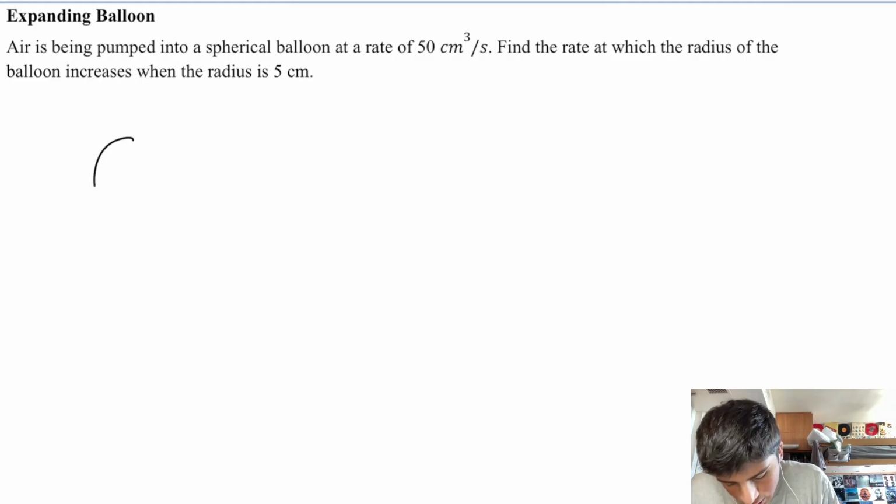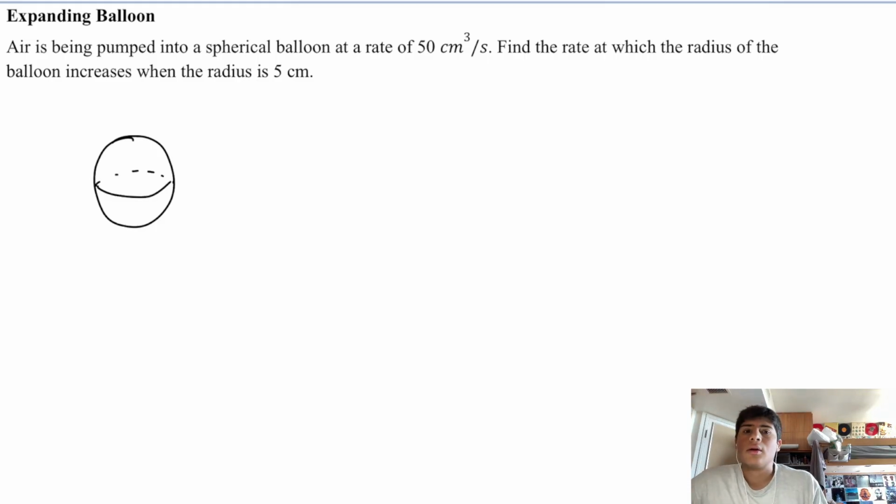Spherical balloon, which has an increasing radius, but we want to find it when r equals 5. Okay, we also know that air is being pumped into it at a rate of 50 centimeters cubed per second. Centimeters cubed is going to be volume, seconds is going to be time. So we know that dV over dt is going to be 50.